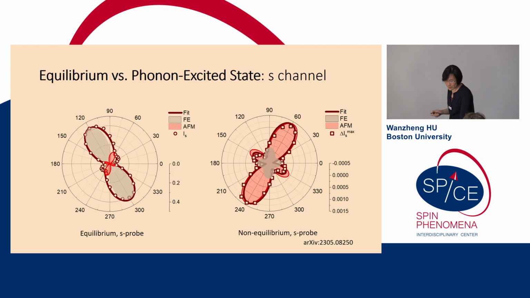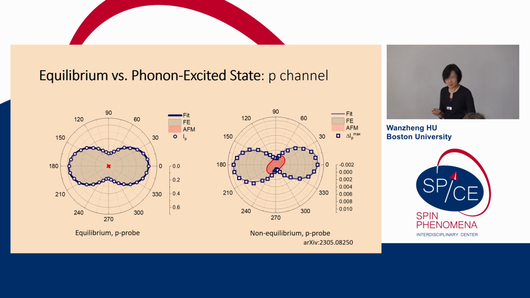Okay, so with this in mind, now we shine a mid-IR pulse on and see what happens to the symmetry of the SHG flowers. Here I start from the S probe. To remind you, this is the antiferromagnetic contribution. And in the light-driven state, the data can be fit very well with a very large contribution from the AFM, and a small gray part is from the ferroelectric contribution.